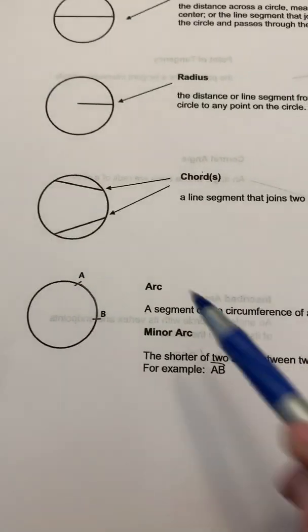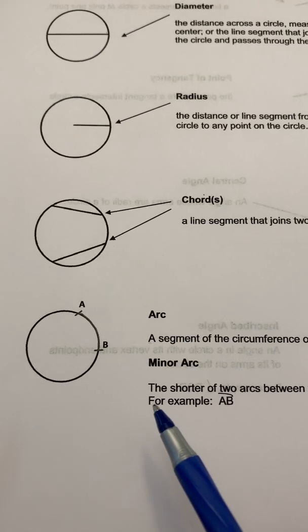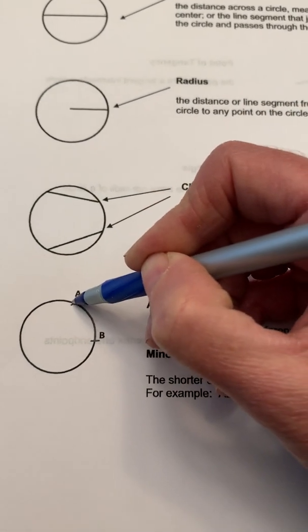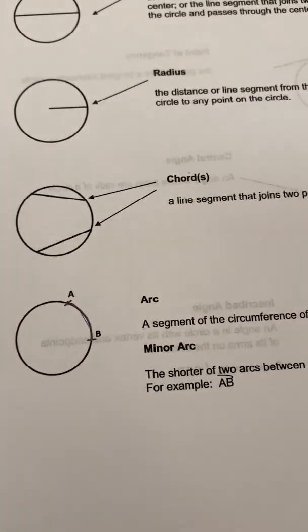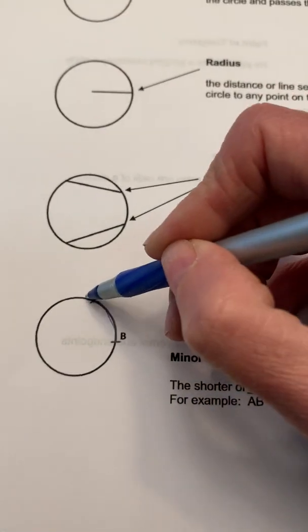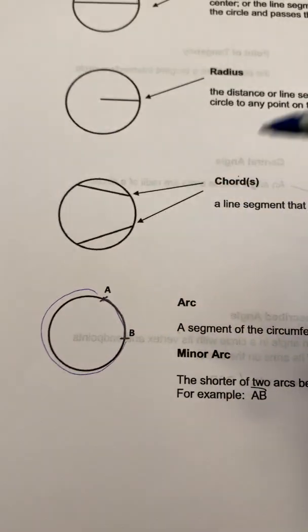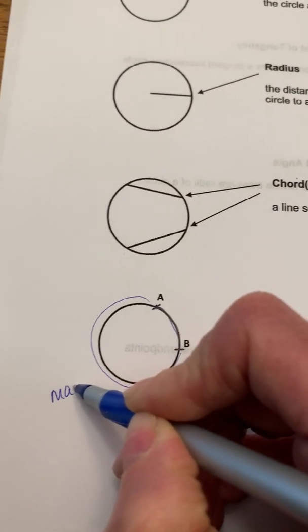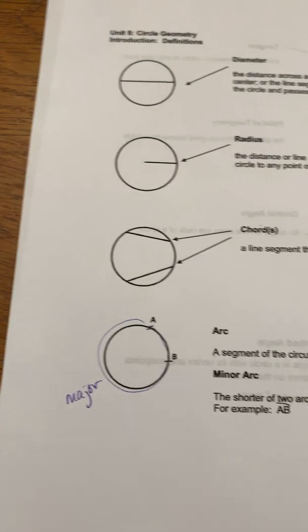So a chord is a line segment that joins 2 points. Okay, another new word is an arc. So that's just a segment of the circumference. So from point A to point B, we would call that the minor arc because that's the shorter of the 2 arcs between the 2 points. And this one on the outside here, it should be no surprise, we would call that the major arc. Okay, so just the section of the circle.